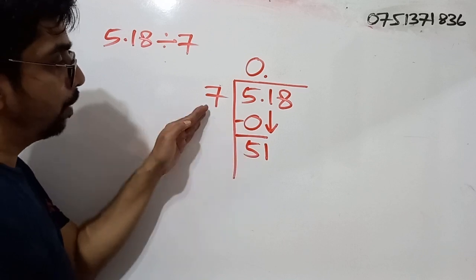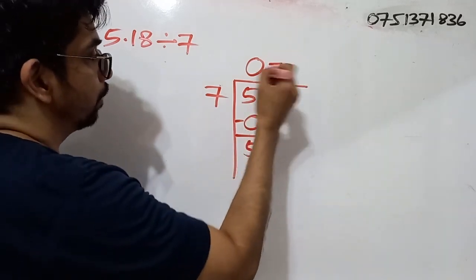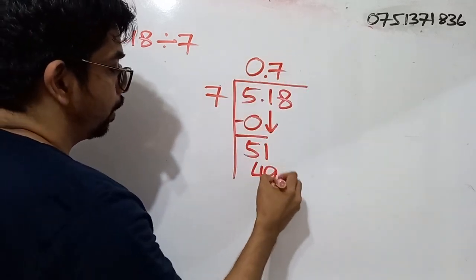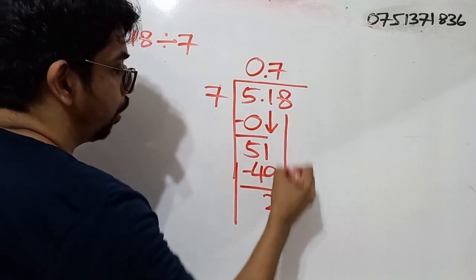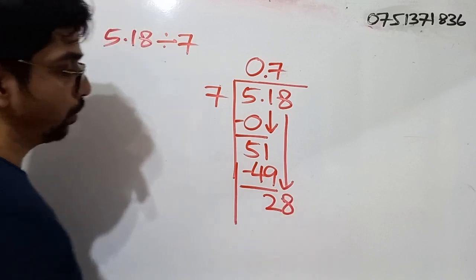So for 51, how many 7's are there? We can go up to 7. 7 times 7, what is that? 49. 51 minus 49, we get a 2. Now drag down this 8, altogether 28.